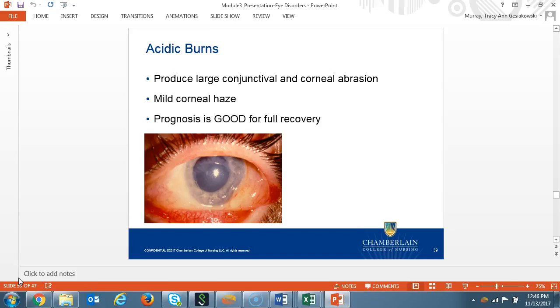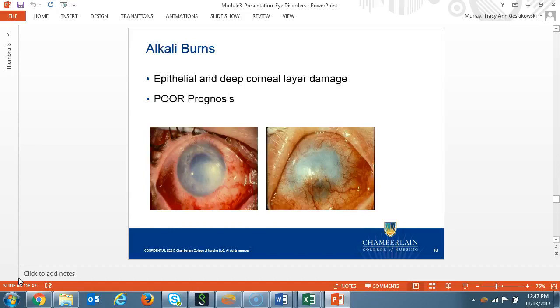Acidic burns will produce large conjunctival and corneal abrasion and a mild corneal haze. Prognosis, though, is good for a full recovery. Alkali burns cause damage to the epithelium and deep corneal layer, which has a much poorer prognosis. In these pictures, you can see corneal scarring and vascular growth.